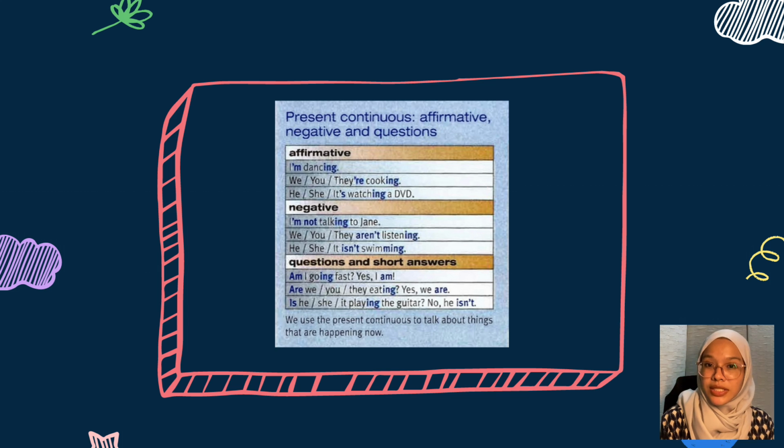We make questions by putting am, is, or are in front of the subject. For example, am I going fast? The short answer is yes, I am. Are we eating? Are you eating? Are they eating? The short answer is yes, we are. Next is, is he playing guitar? Is she playing guitar? Is it playing guitar? The short answer would be no, he isn't.